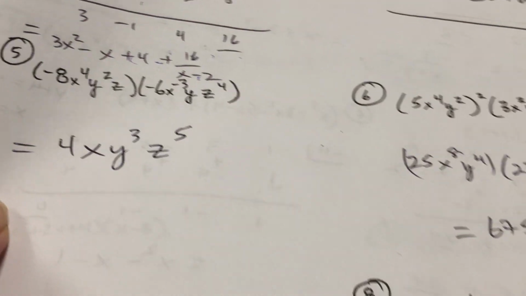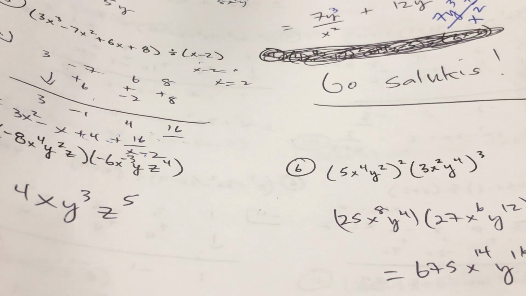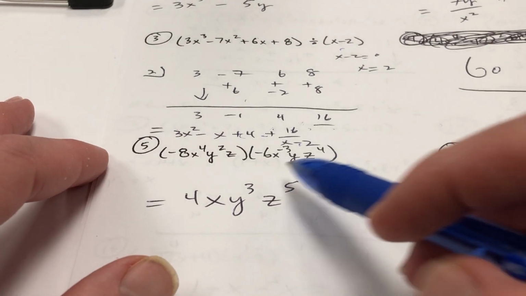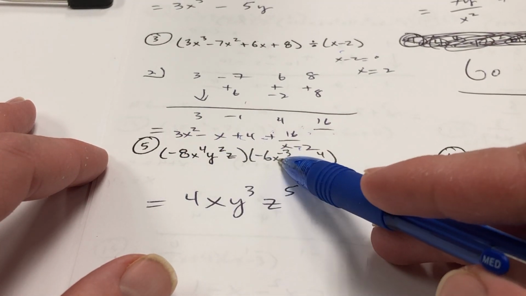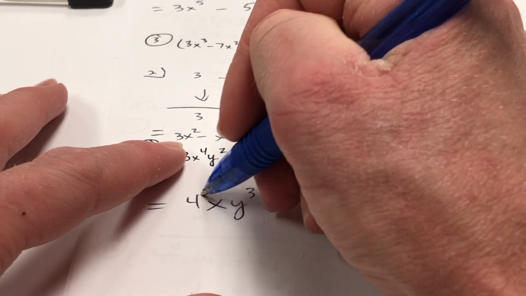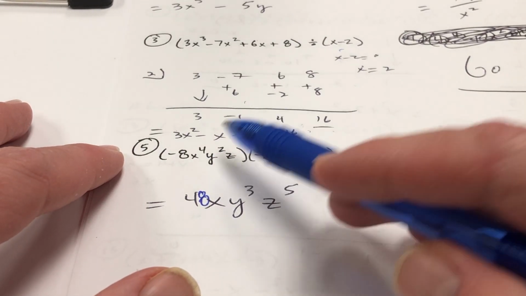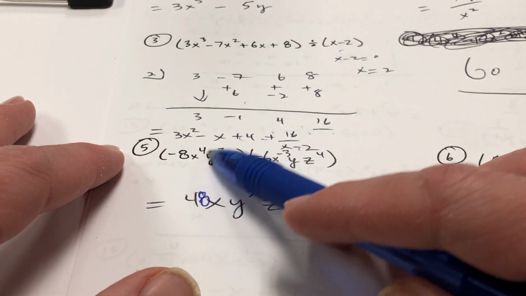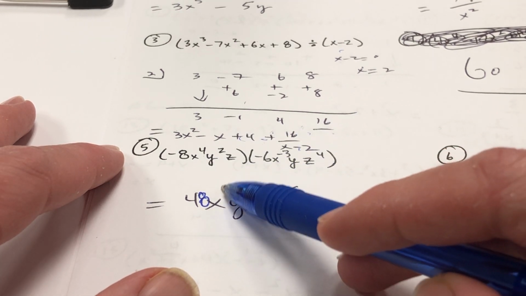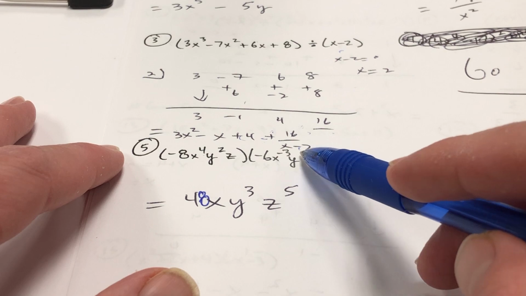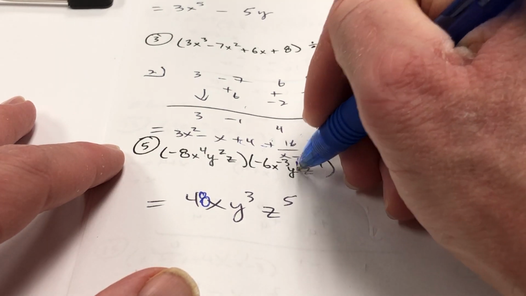Number 4, I don't like the 2x minus 3 there. You get a free point. All right, so number 5, negative 8 times a negative 6 is not 4, but 48. Then we're going to add the exponents. X to the 4th times x to the negative 3rd. Add the exponents, it is x to the 1st. Y to the 2nd times y to the 1st is y to the 3rd.